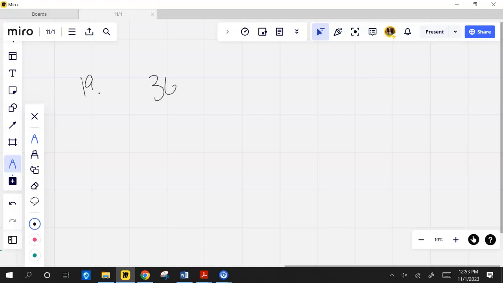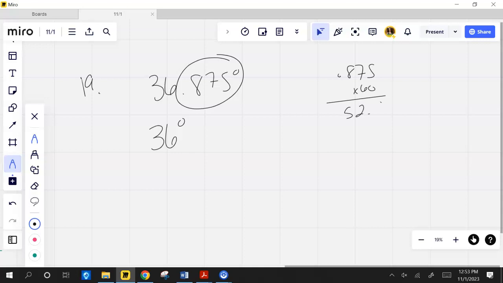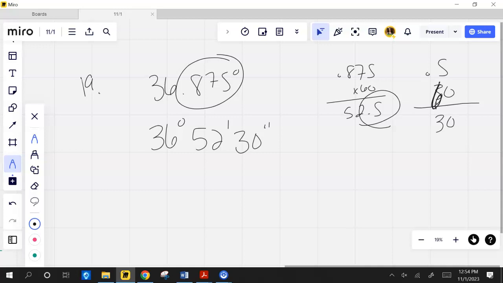So 19 goes from degrees to DMS. So I'm going to start thinking, I know I have 36 whole degrees, right? Then I have 0.875 left. So what do I multiply that by? 60. 0.875 times 60 would give me 52.5, which means I have 52 minutes. And then I take the 0.5 and I multiply by 60 again, and I get 30 seconds. Sorry, I'm jumping ahead.